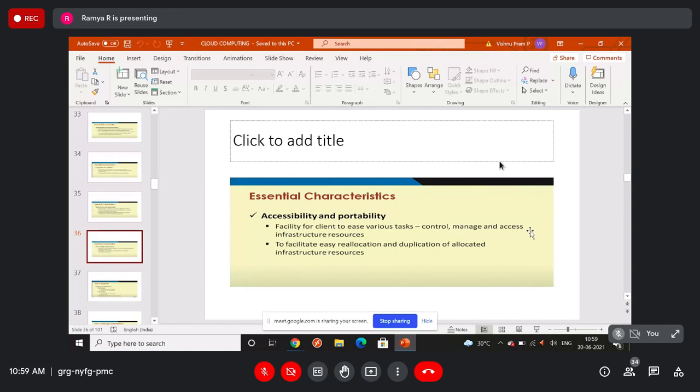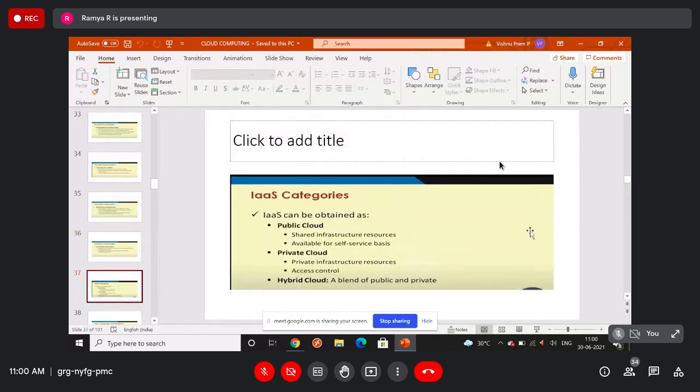Accessibility: whenever you want to access the tools you can access them, and portability in the sense that from any device you can access and control them, from wherever you want, from any location you can access the services. Okay, so let's see the next thing. IaaS can be obtained as a public cloud, a private cloud and a hybrid cloud. From any cloud we can access this service.